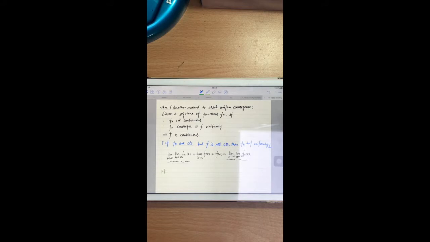We said it can be used to check uniform convergence. If the limit function is not continuous, but the sequence of functions are all continuous, then the convergence cannot be uniform.